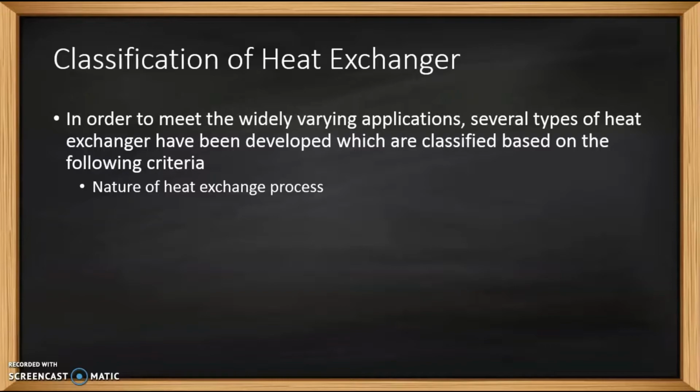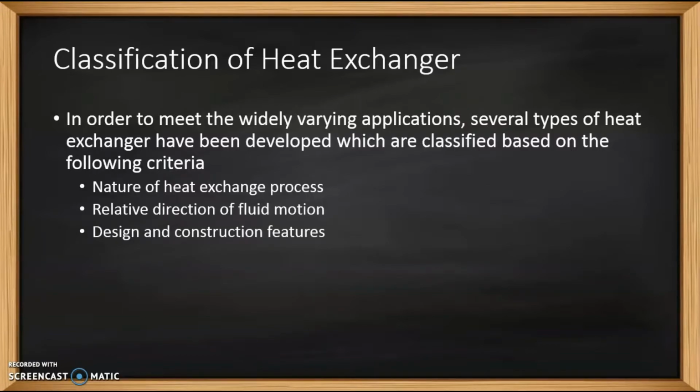So the first criterion is the nature of heat exchange process. Then second is relative directions of fluid motions. As we discussed, there are two types of fluids, one is hot fluid and another is cold fluid. So based on the directions of motion, we can classify the heat exchanger. Then third criterion is design and constructional features, means based on the design as well as how it is constructed. On that criterion we can classify our heat exchanger.